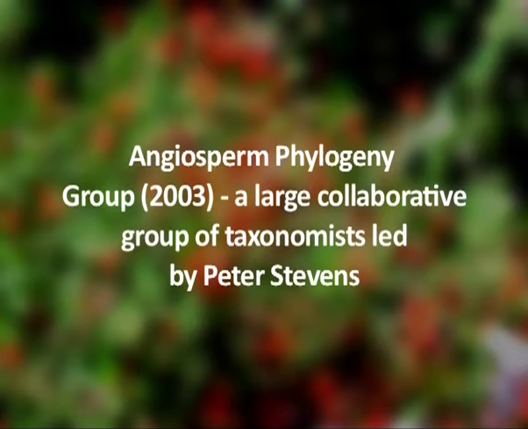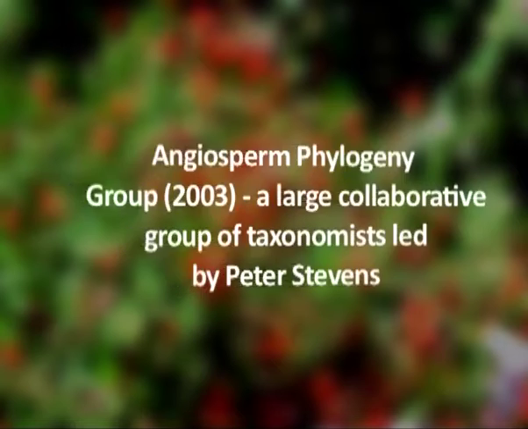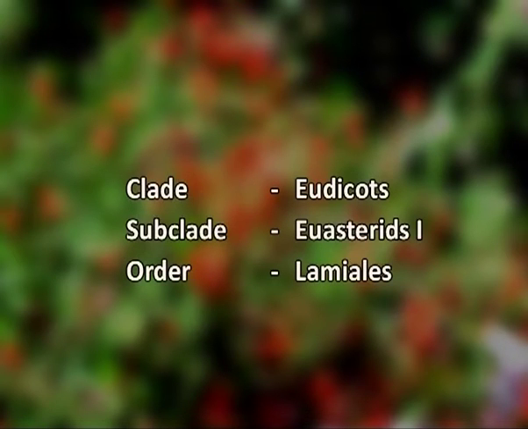The next classification system is that proposed by the Angiosperm Phylogeny Group in 2003. It's a large collaborative group of taxonomists led by Peter Stevens. It places Acanthaceae in clade Eudicots, subclade Euasterids 1, order Lamiales.